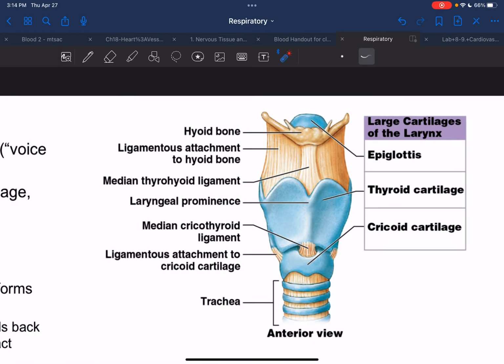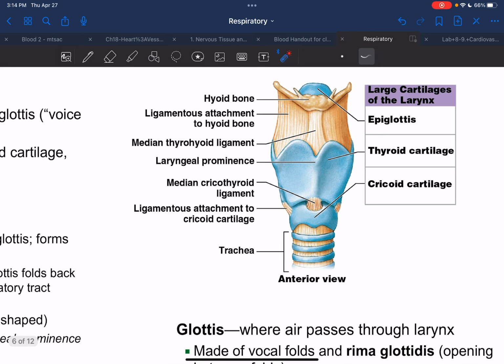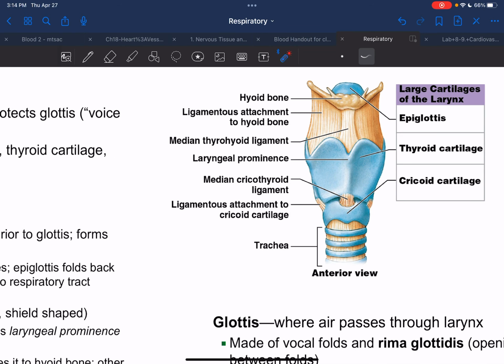There are ligaments. The larynx's job isn't only to allow gas exchange, or to conduct air, but it also serves as a place of attachment for our hyoid bone. And so we refer to that as the median thyrohyoid ligament, because it connects the thyroid cartilage and the hyoid bone, and hence the name of the ligament.